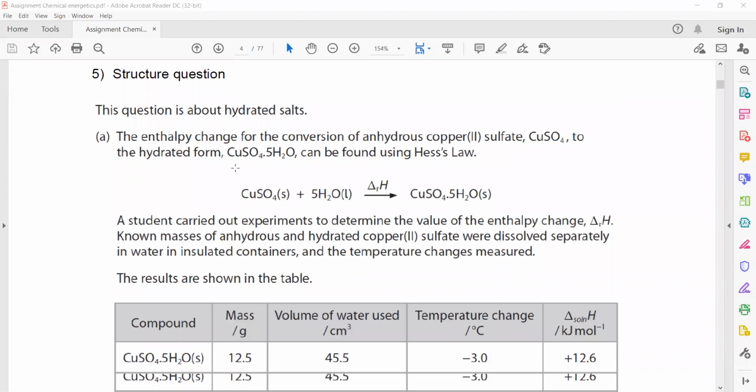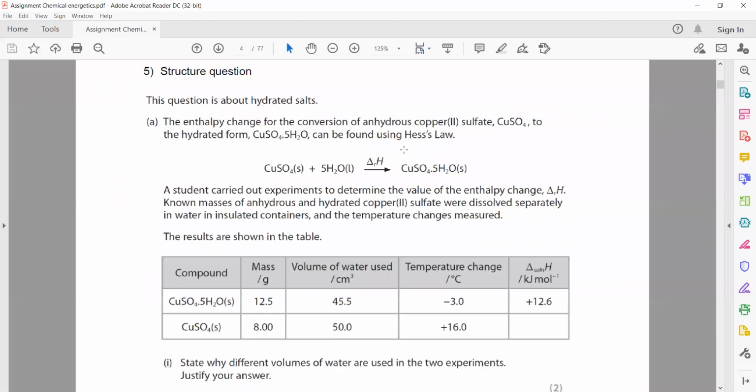This is a structure question related to chemical energetics. This question is about hydrated salts.